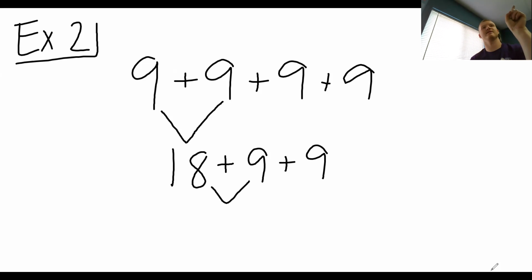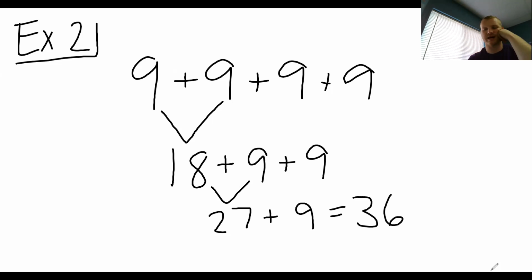So 18, 19, 20, 21, 22, 23, 24, 25, 26, 27. So 27. And then what's 27 plus 9 going to be? We'll do the same thing. 28, 29, 30, 31, 32, 33, 34, 35, 36. So 27 plus 9 is 36. Is that bigger than 40 or is that smaller? Yep, so that is smaller than 40.